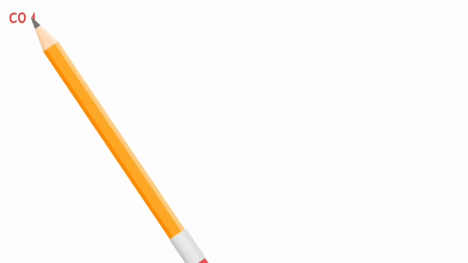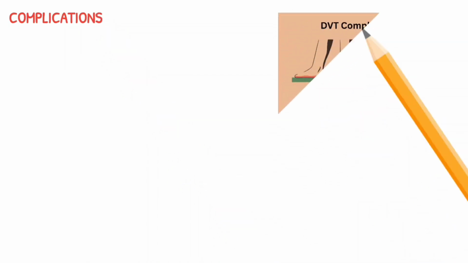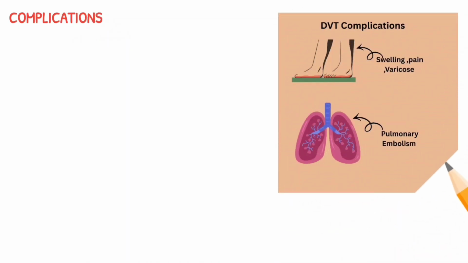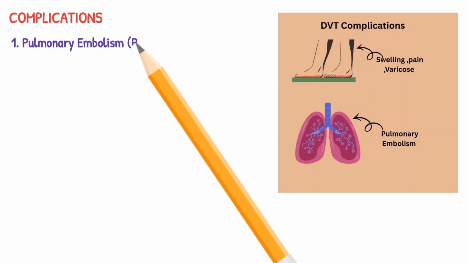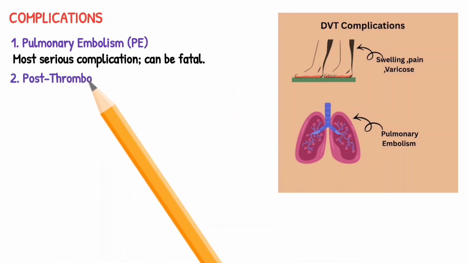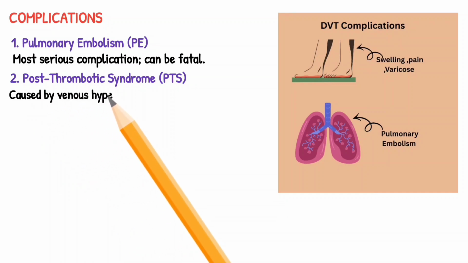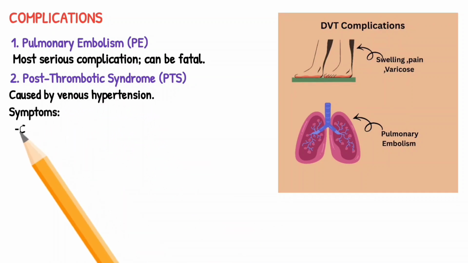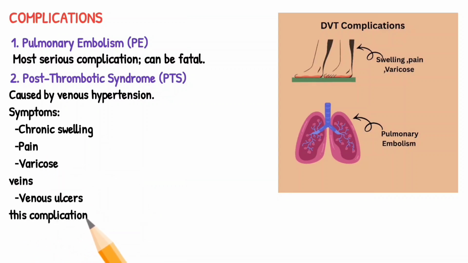Regarding the complications, the most serious one, as we discussed before, is pulmonary embolism, because it's fatal if not diagnosed early and treated properly. The second one is post-thrombotic syndrome, and this is caused by venous hypertension, and the symptoms will be chronic swelling, pain, varicose veins, and venous ulcers. Compression stockings may help reduce symptoms but are not reliably preventive.